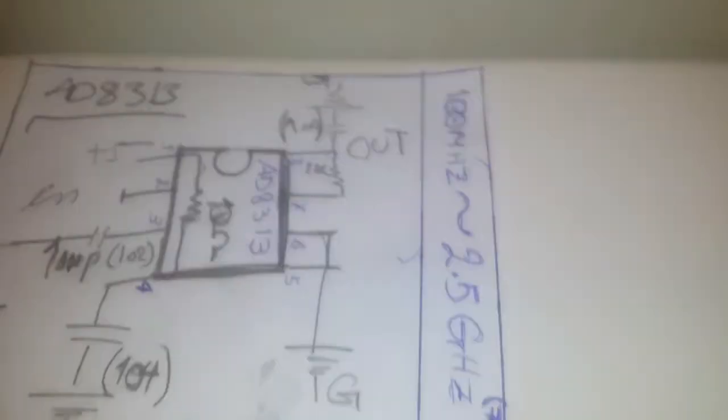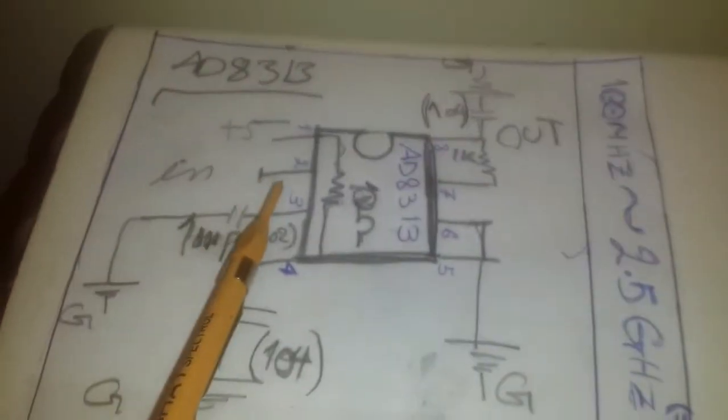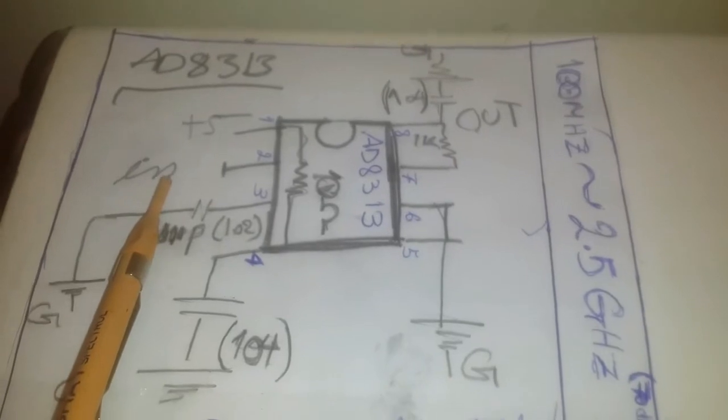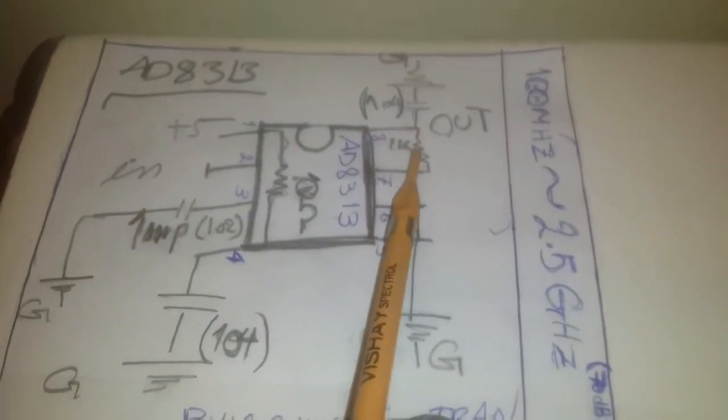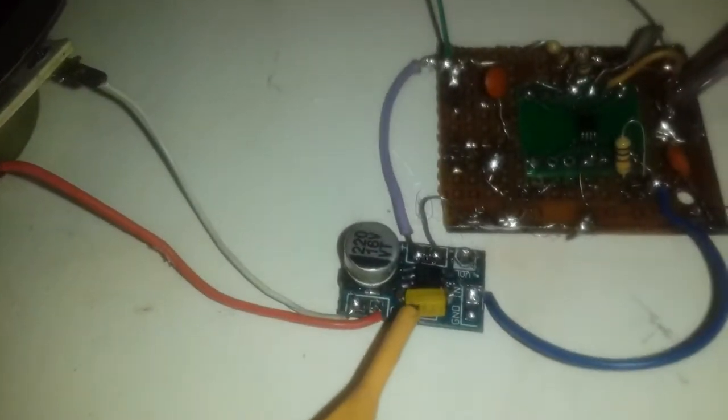That's it. You can see pin 1 is the input voltage, pin 2 is the input frequency, and pins 8 and 7 are the output. As you can see, it is connected to the LM386.